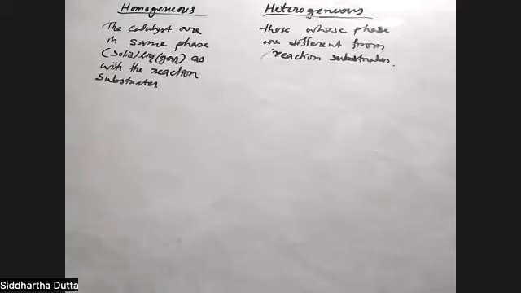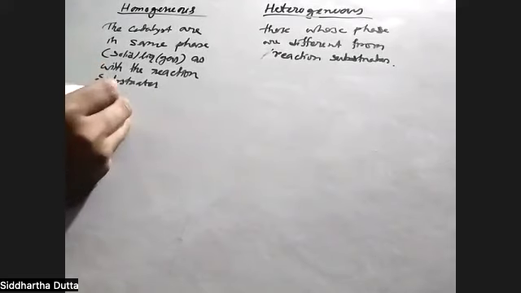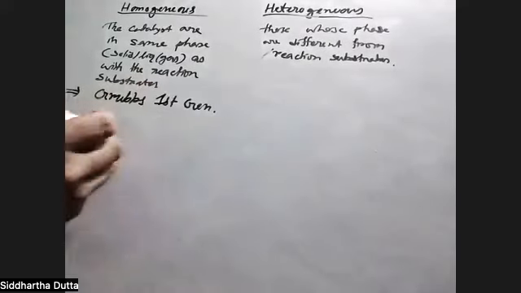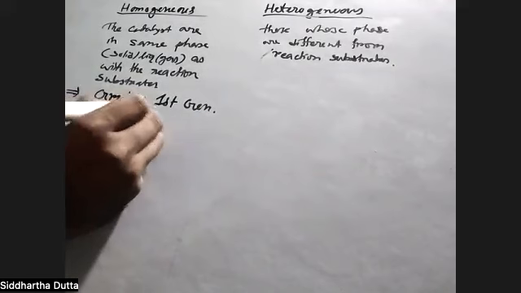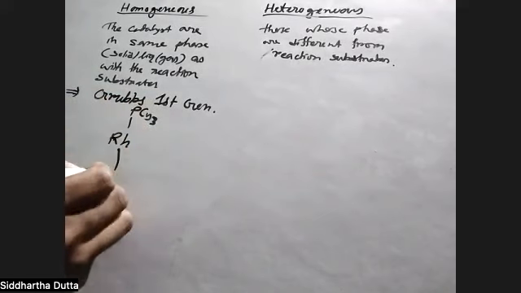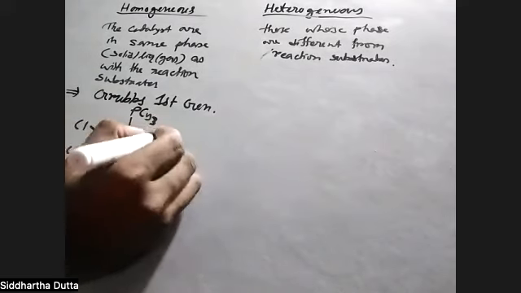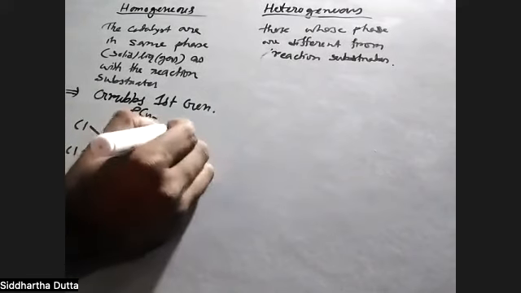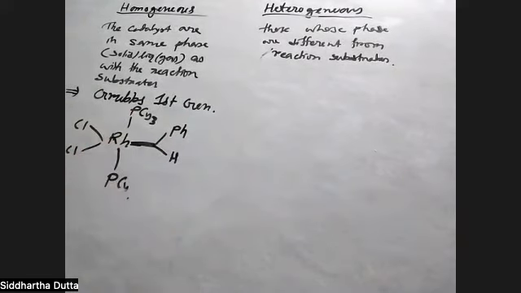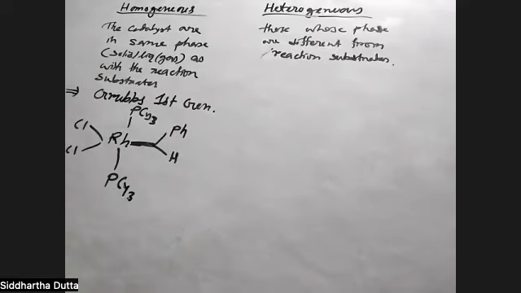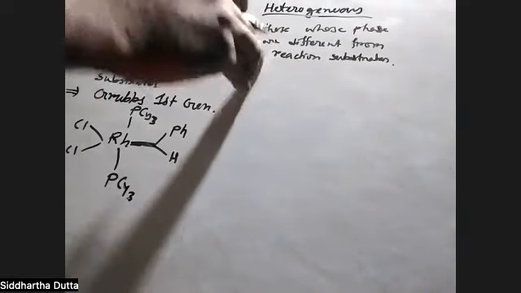What is the example of homogeneous catalyst? There's Grubbs first generation catalyst, that is RuCl2(PCy3)2=CHPh. This is Grubbs first gen catalyst. This is a homogeneous catalyst. Heterogeneous catalyst.